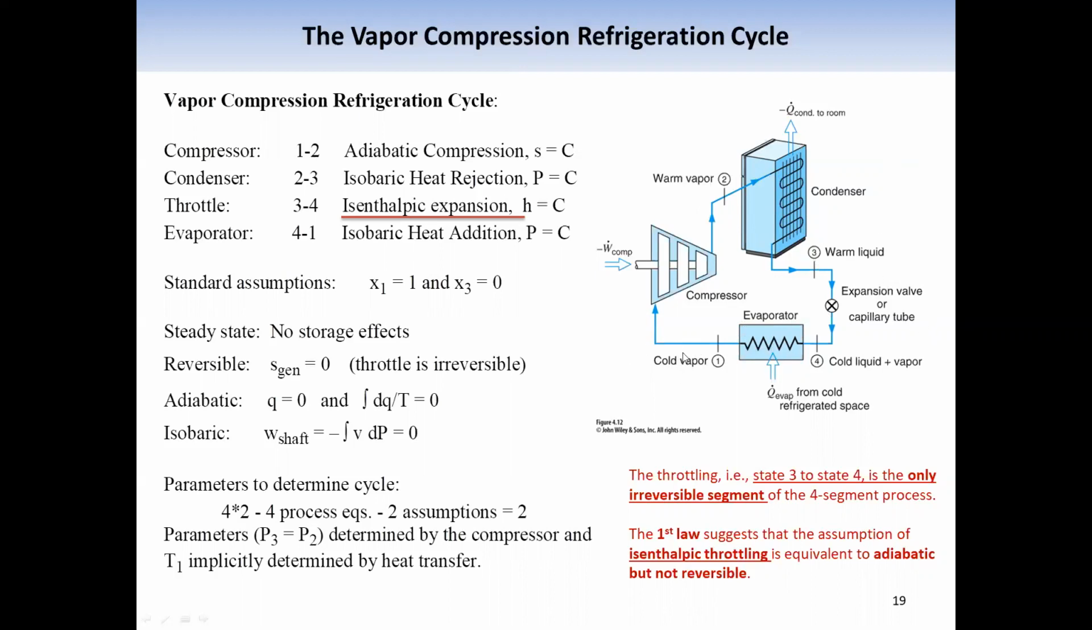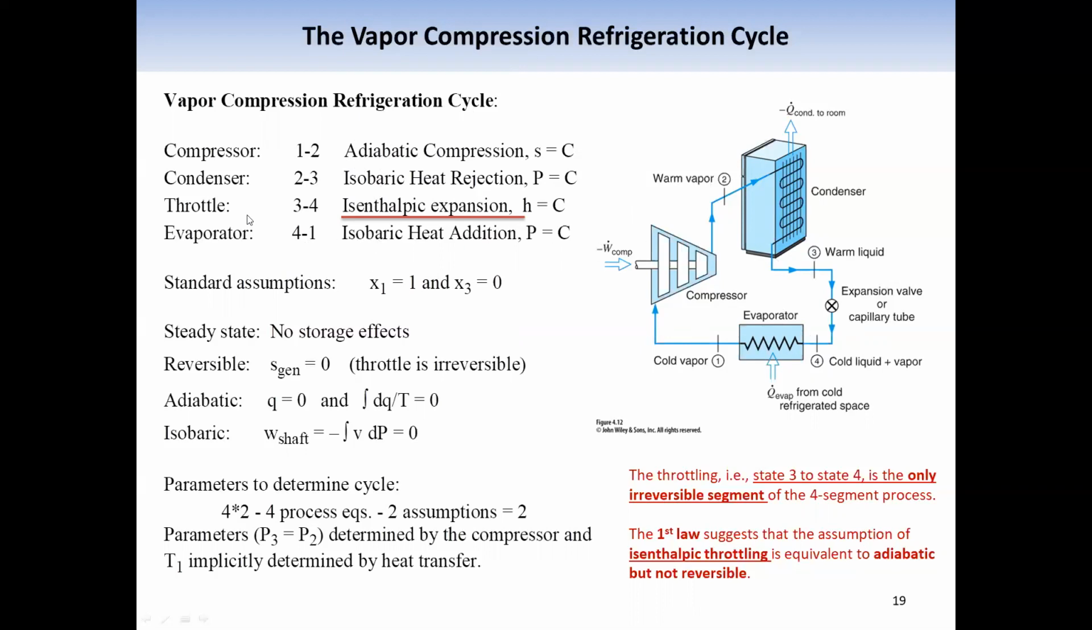In this 4-segment cycle, the only difference from the heat engine in terms of the assumptions is that we do assume there is an adiabatic compression, that's for the compressor. There are 2 isobaric, constant pressure processes for heat transfer.